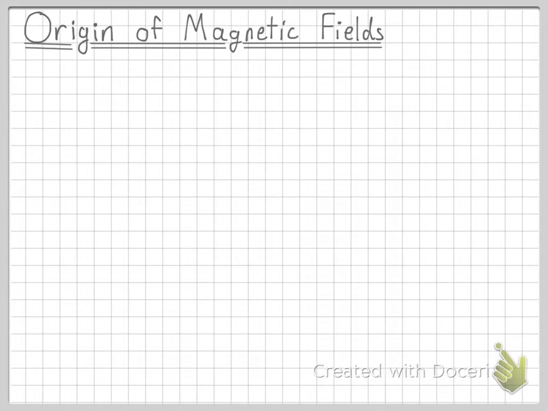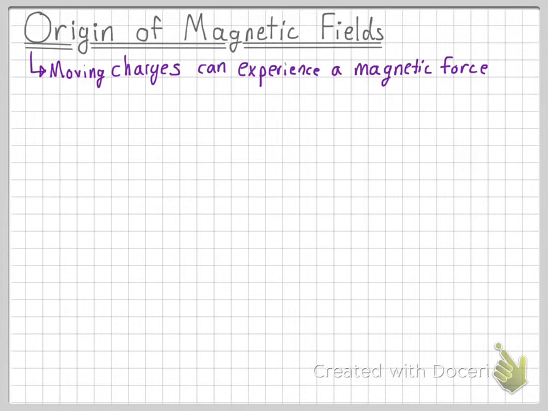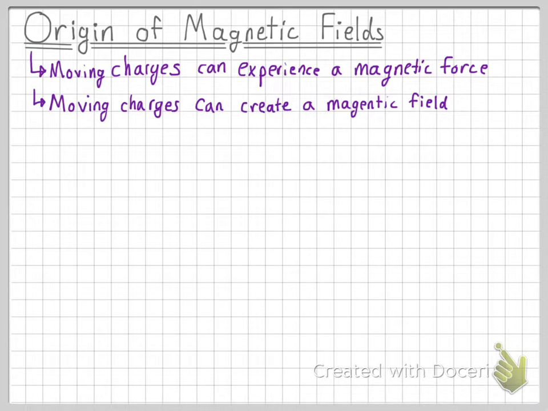This video covers where magnetic fields originate. So we already know that moving charges can experience a magnetic force, but moving charges also create magnetic fields, and this is what that video is covering. So let's look at these two current-carrying wires. The one on the right is a wire that has a current going into the wire.